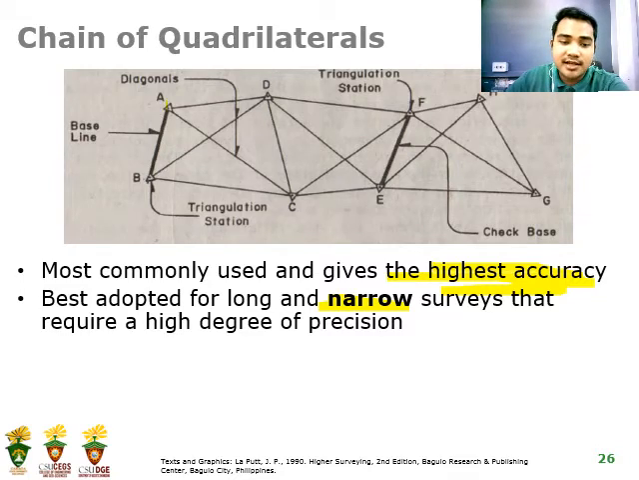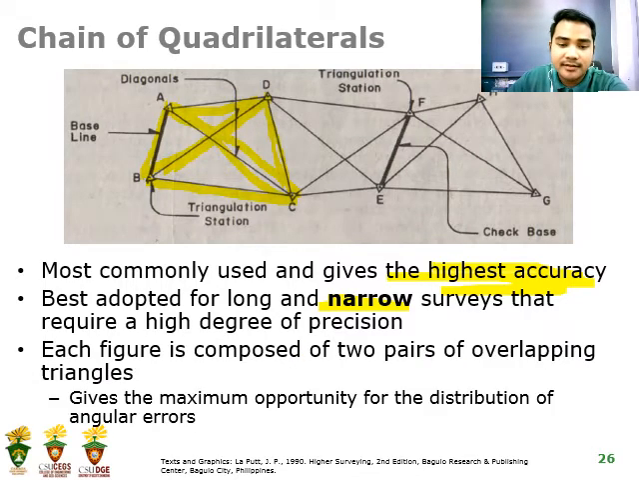Okay, since dakan siya ang pamaagi, dakan siya ug ruta nga pwede magamit ka na ang triangle para makuha niya siya nga line. Pwede pod nga kani nga triangle with kani ang common side, so daghan siyang pamaagi. And each figure is composed of two pairs of overlapping triangles. Overlapping triangles, one triangle overlaps with another triangle, the second triangle. And gives a maximum opportunity for distribution of angular errors.